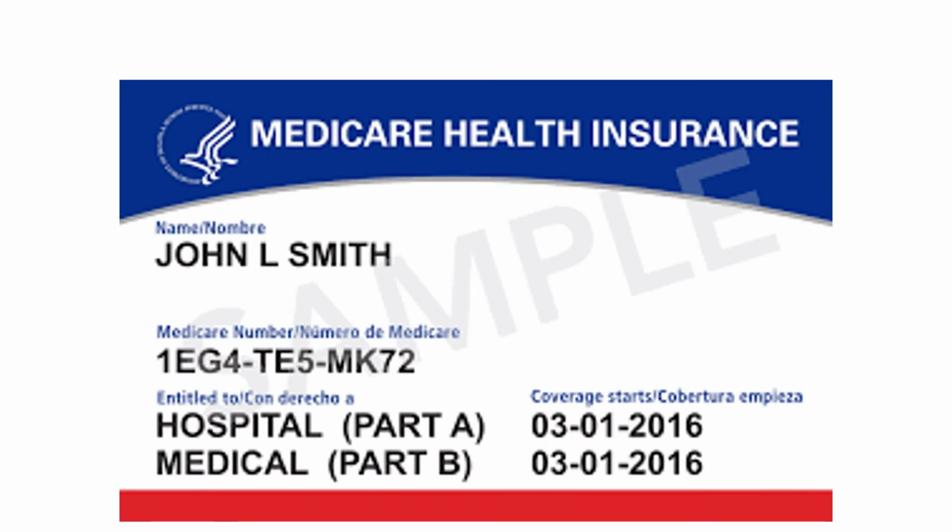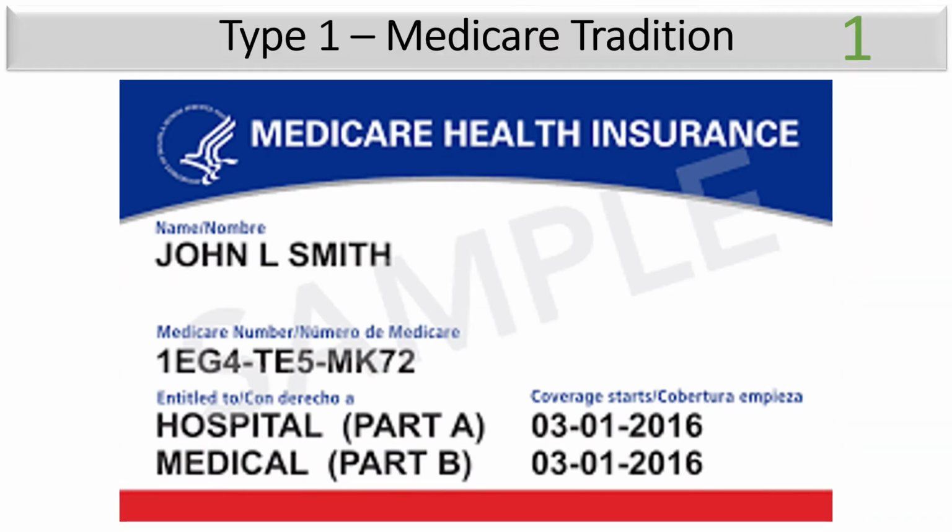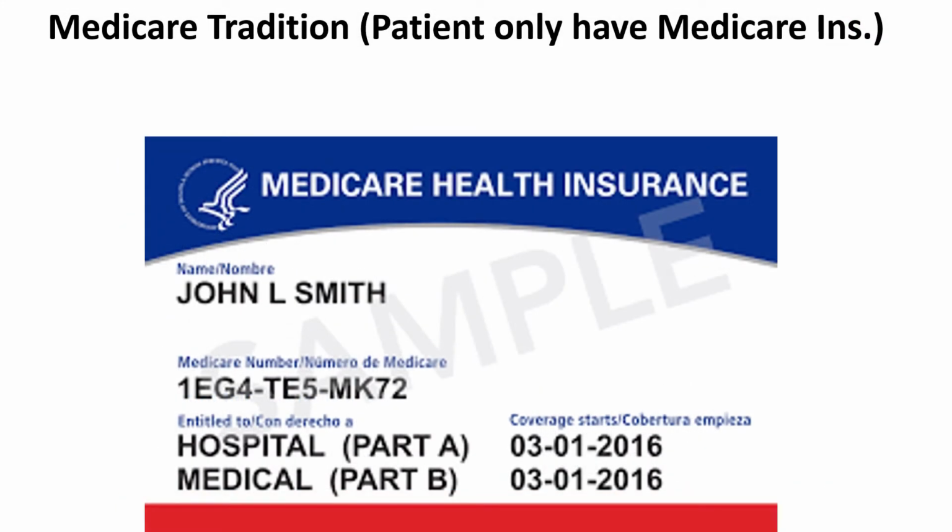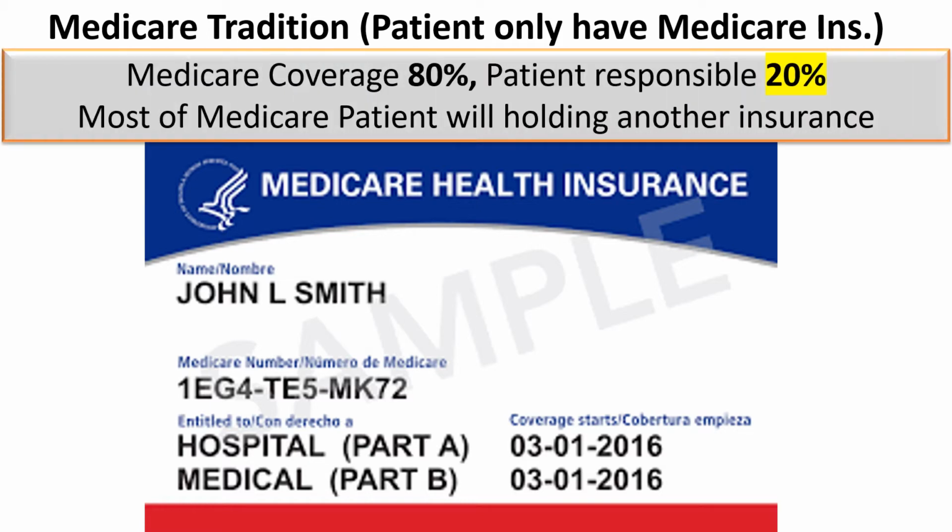So I go to number 1, which is type 1, Medicare traditional. Medicare traditional, as you know, is primary, and the patient only has Medicare insurance. The patient is responsible for the 20% that Medicare does not cover. Medicare covers only up to 80%. The patient pays 20% for this type.